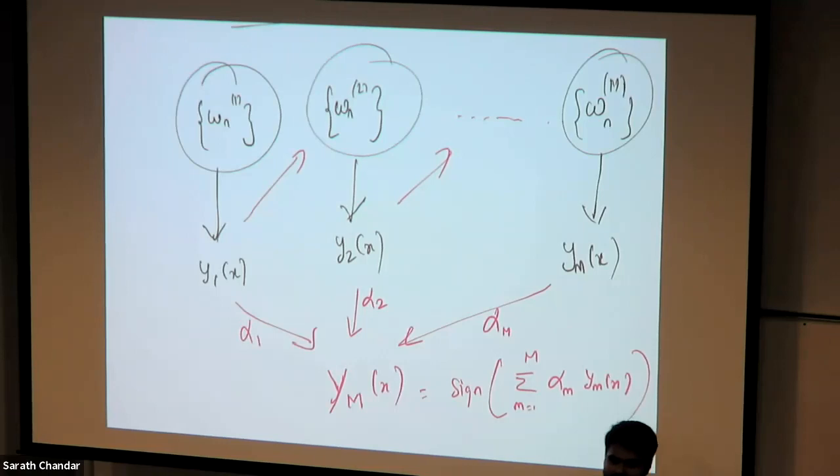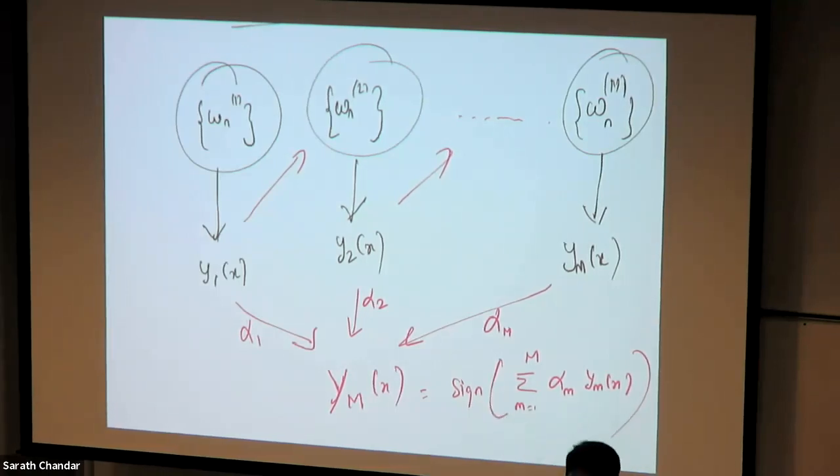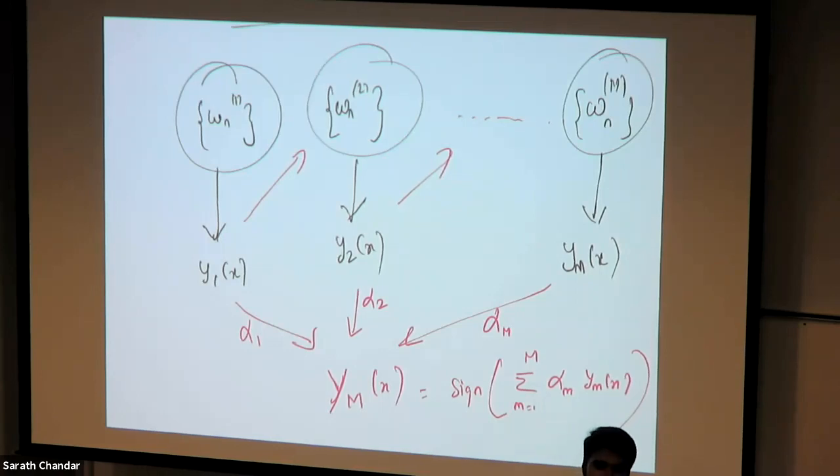So what are they? How do I construct the W's? And similarly, what is this alpha? I told you that it denotes how good the classifier is, but how do I construct this alpha? Also, how do I learn the parameters of these classifiers, y1(x), y2(x) to yM(x)? So there are a lot of things that we need to learn. Let us look at that in a more concrete way.